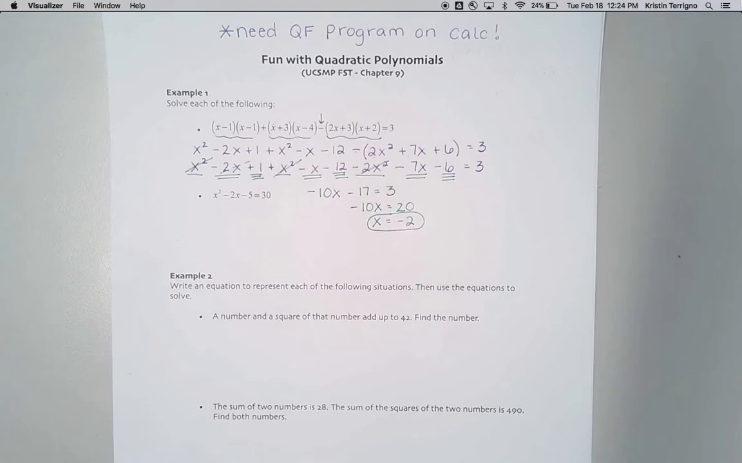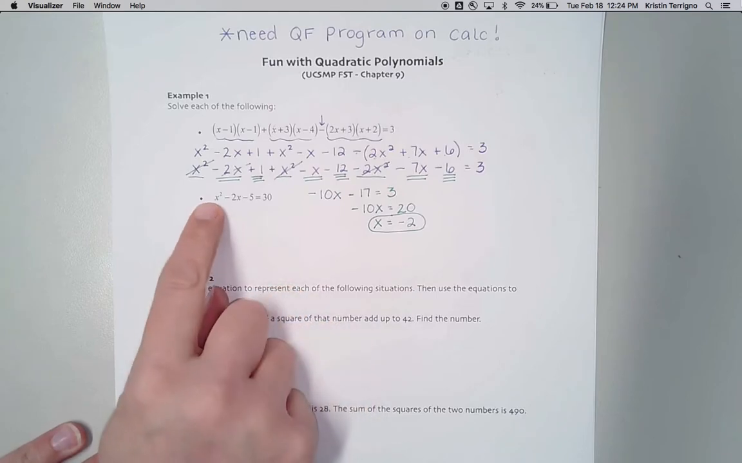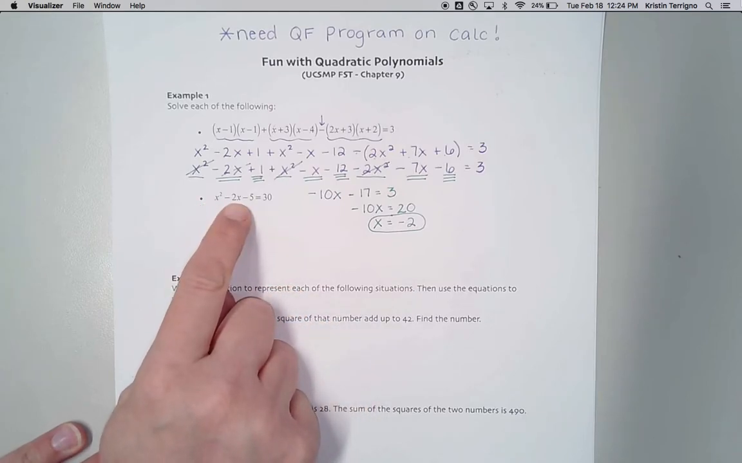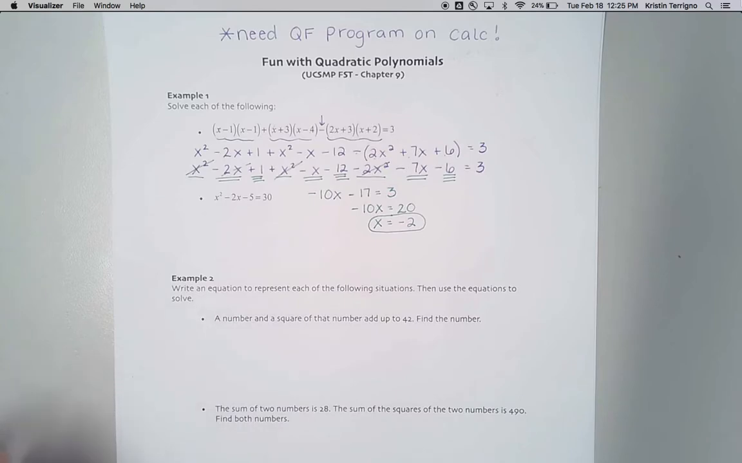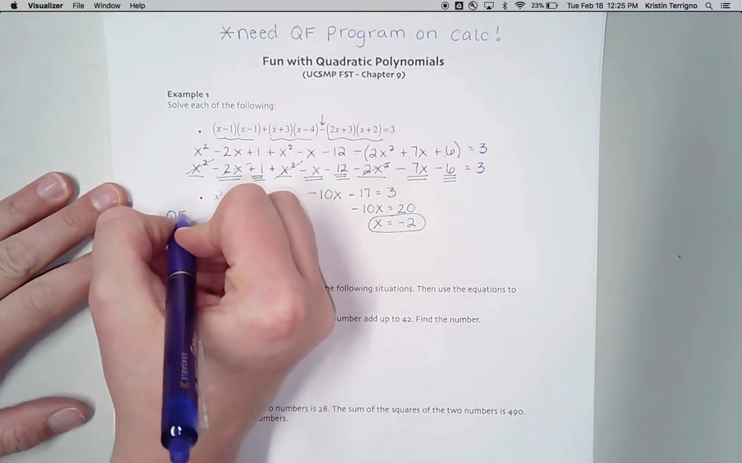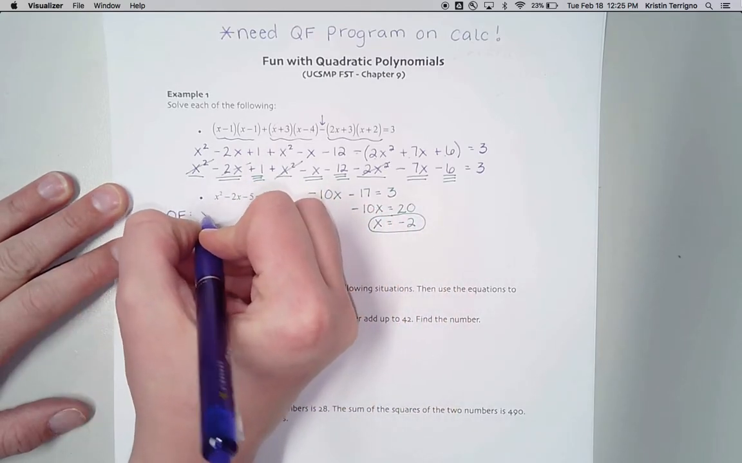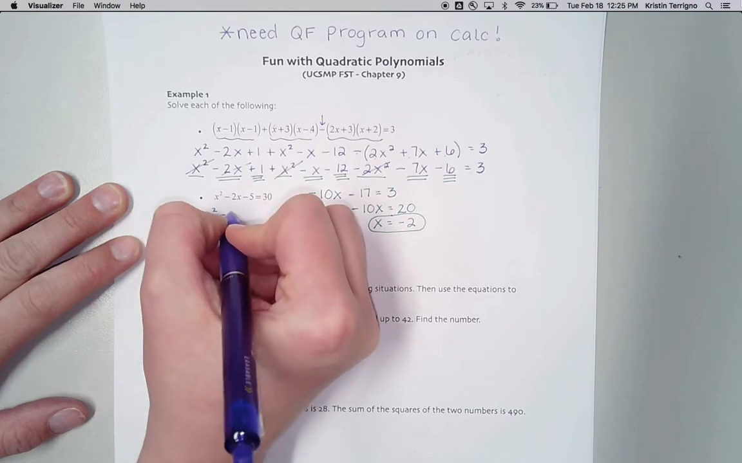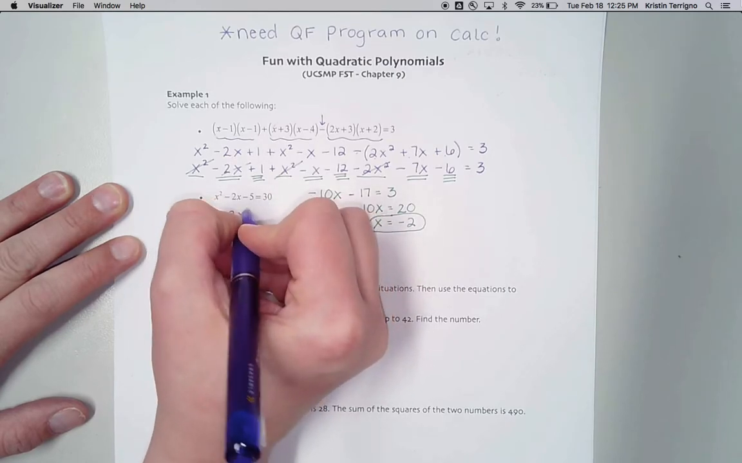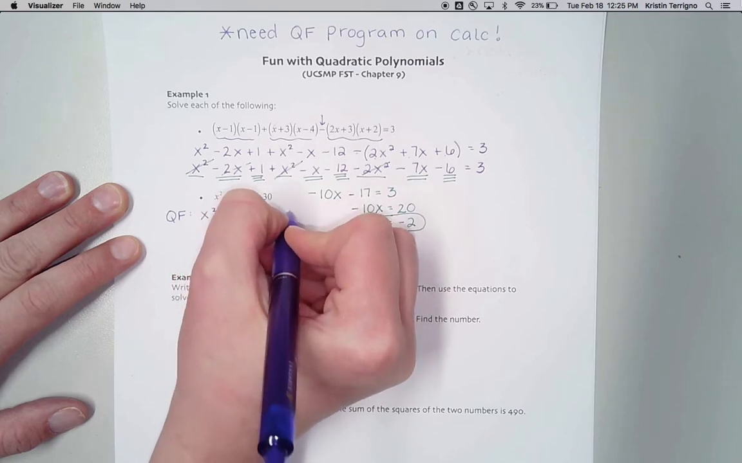Okay, that second one is a little simpler, right? There's not a whole lot of math that needs to be done, but I can tell that I'm going to need the quadratic formula because I have an x squared and an x sitting here. So in order to use the quadratic formula, and when I say quadratic formula, I mean the program on my calculator, I need to move the 30 over to the other side. So I'm going to make this x squared minus 2x. And then if I subtract 30, I have minus 35 equals 0.